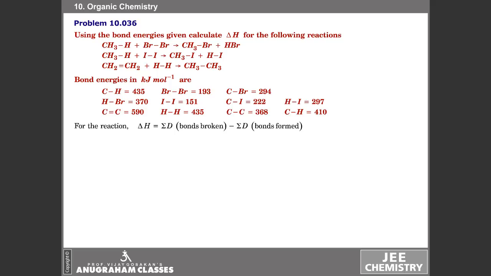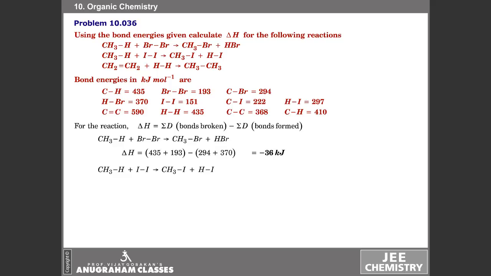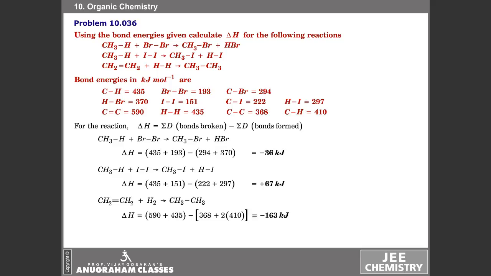So in the first case, we are adding the carbon-hydrogen bond energy and bromine-bromine bond energy, and from this we subtract the carbon-bromine bond energy and hydrogen-bromine bond energy. The result is minus 36 kilojoules. Similarly, in the second case, we get plus 67 kilojoules. And for the last case, which is an example of an addition reaction, we have minus 163 kilojoules.